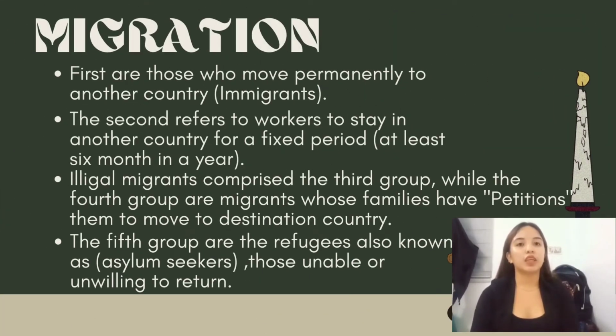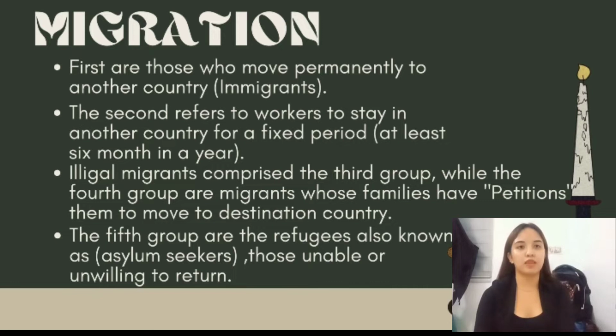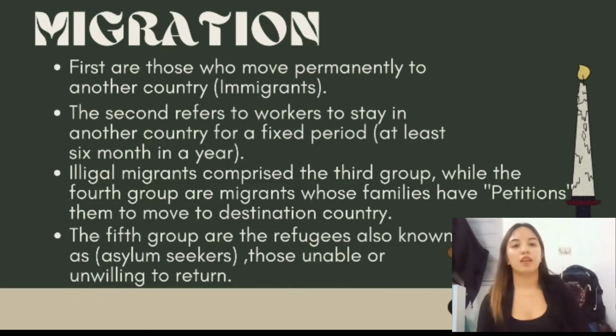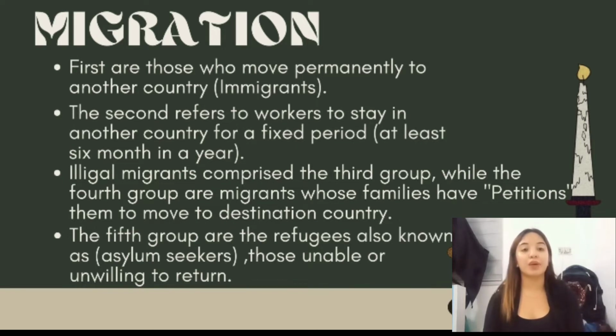The latter can be further broken into five groups. The first are those who move permanently to another country, which are called immigrants. For example, people from the Philippines who move to Canada permanently. They live there for good. The second refers to workers who stay in another country for a fixed period of time, at least 6 months in a year. These are people who go to another country for work under a contract of like 6 months, 1 year, or 2 years.